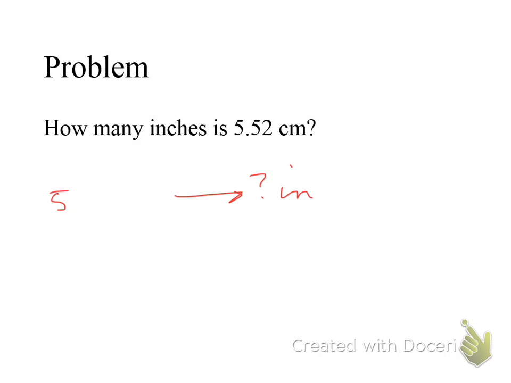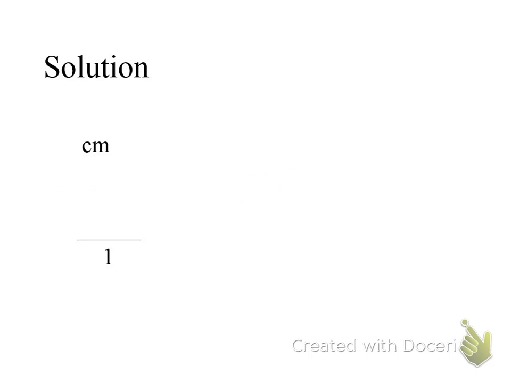is 5.52 centimeters. Okay, so we need an equivalency statement between inches and centimeters, and that was the one you're supposed to memorize, right? So to work this diagrammed, it looks like this, where over what we want to accomplish, we can put the equivalency statement, the exact relationship that there are 2.54 centimeters exactly in 1 inch.